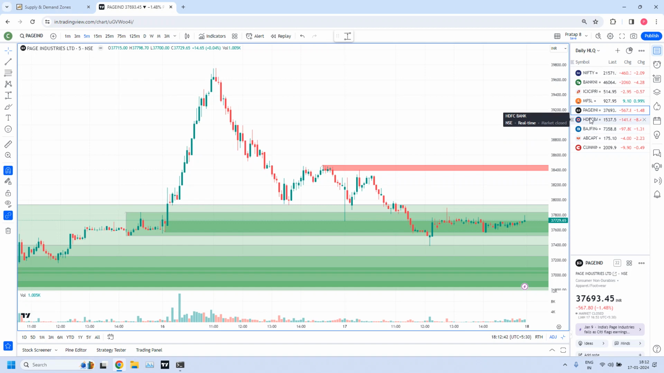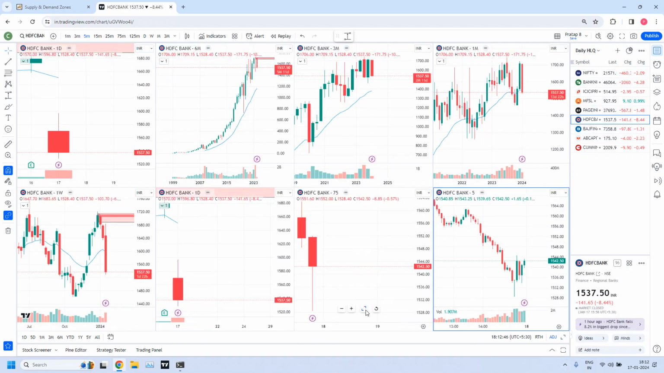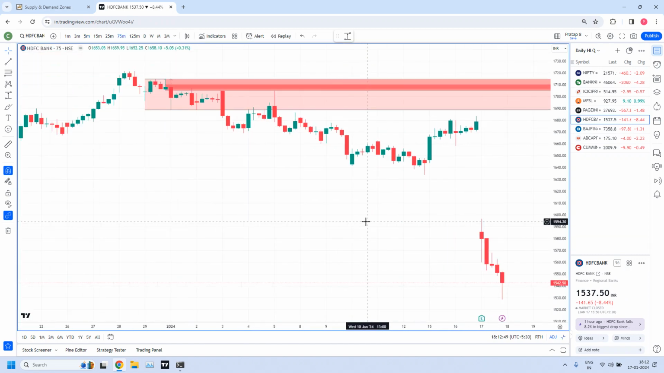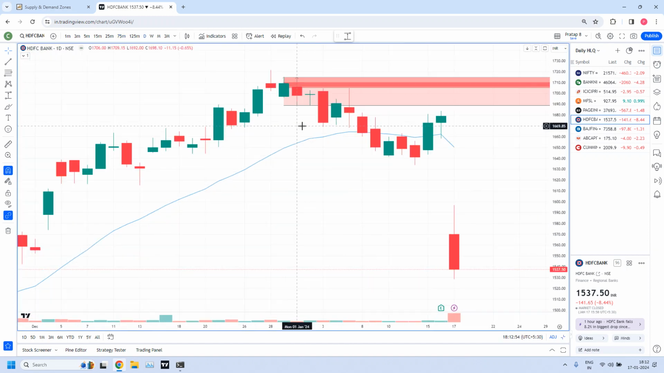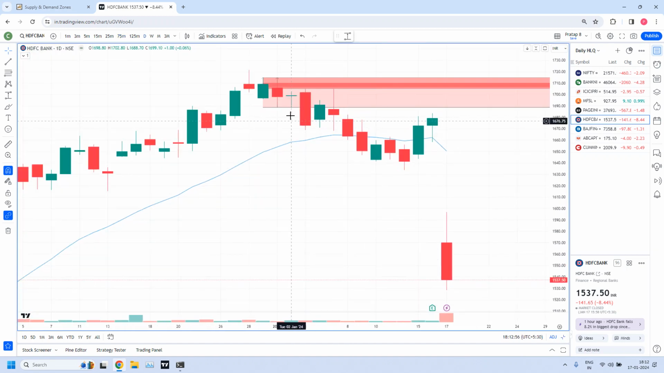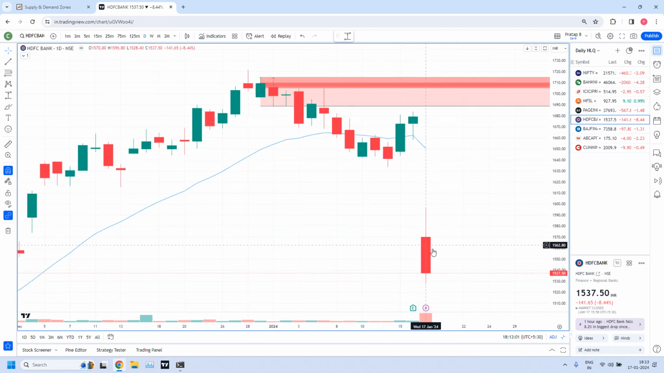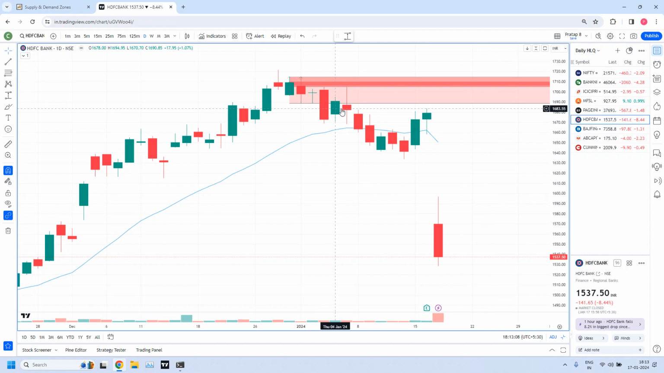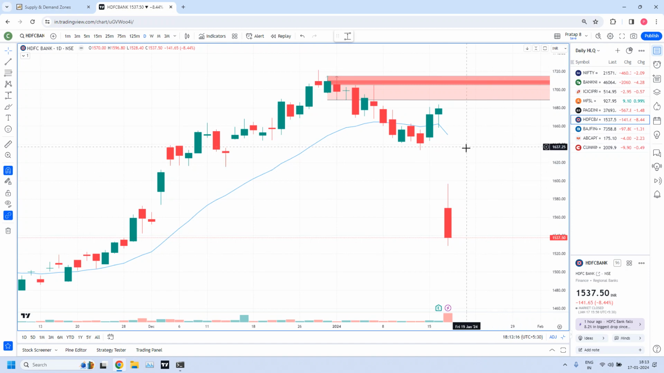And the next one is HDFC Bank. HDFC Bank is a daily supply zone. And HDFC Bank has crashed. But anyway, we didn't get the entry. And moreover, previously this zone is already tested. So we didn't get the entry.